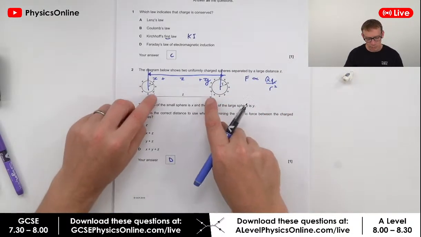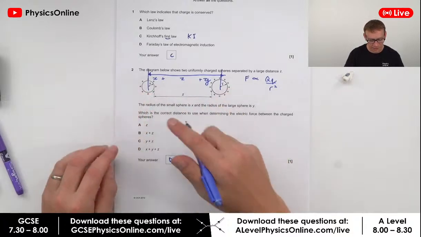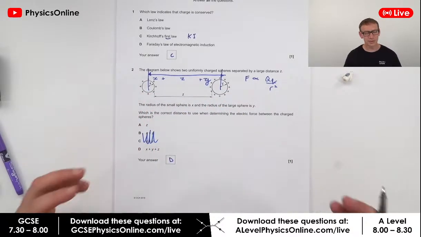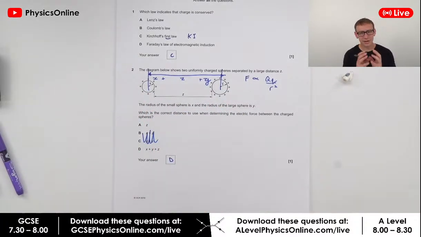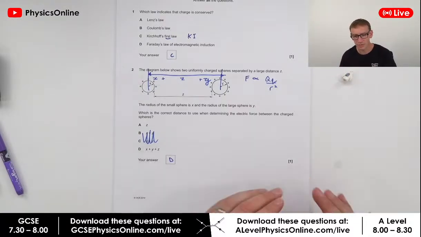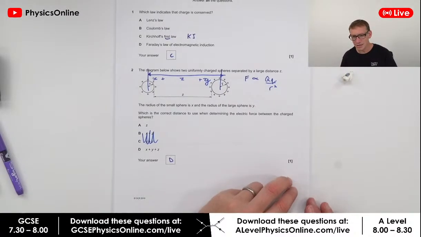Now, I would say it wouldn't be just this plus that or this plus that, so it definitely can't be the middle two, so you've got a 50-50 choice, and it's actually the distance between the centre of those charged particles. So the answer for that is D.